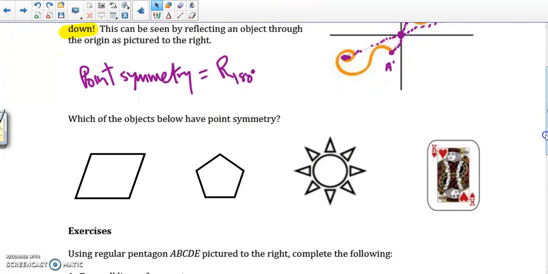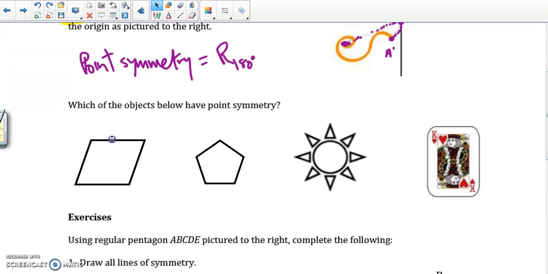So more paper turning. You'll take your paper. I'm going to do it just with this little turn like I did before. You'll turn your paper 180 degrees rotation. So now your paper should be upside down. Does this first shape look exactly the same right side up as it does upside down? Yeah, sure does. So this first shape has point symmetry.